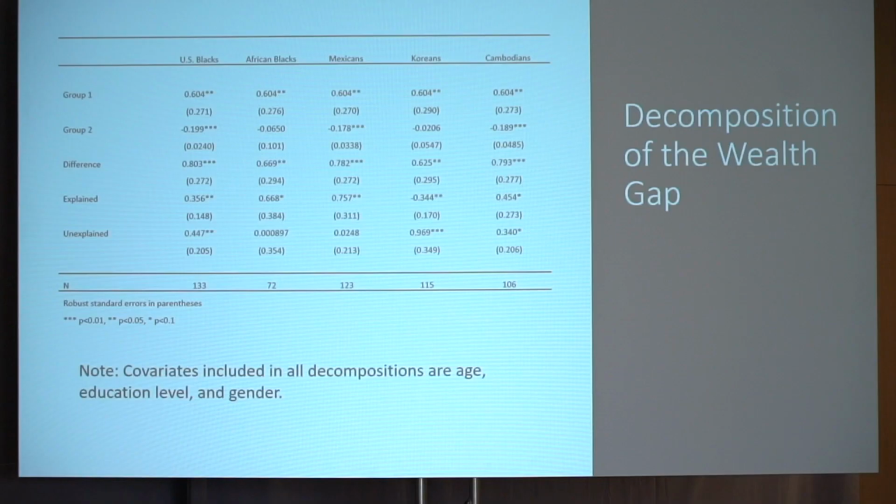For Cambodians, we find that the gap is 0.79 standard deviations, where about half or a little over half of this gap can be explained by differences in these observables.